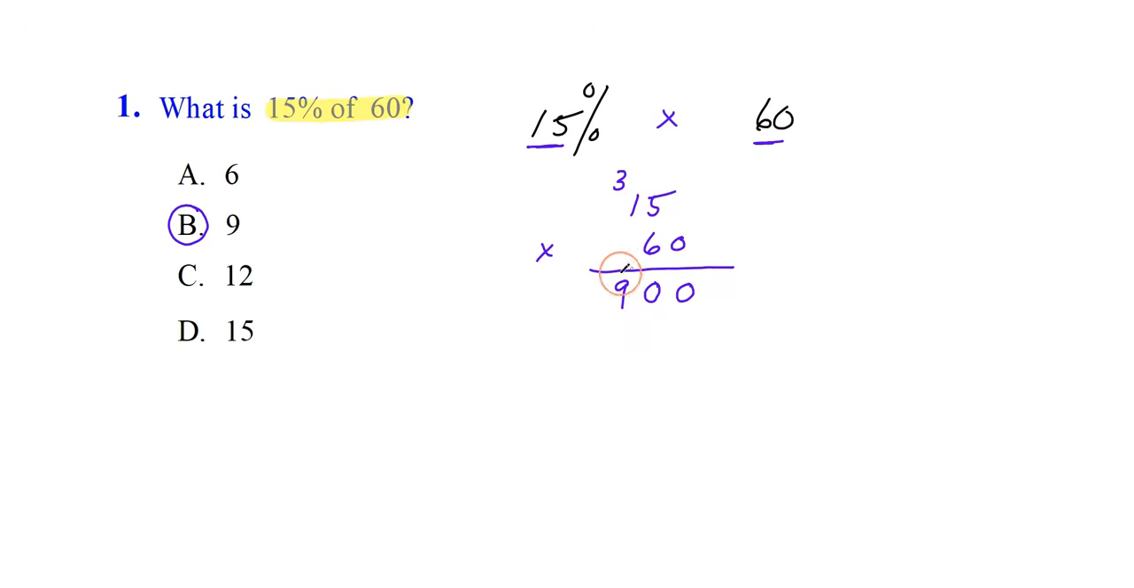Now the question is, why is my answer 9 and not 900? Because percent means divide by 100. That's what it means, and I really need to divide this by 100 because that's what percent means. So if I go 900 divided by 100, when I divide that out, the zeros here and here drop off, and you're left with 9 over 1, which is 9.